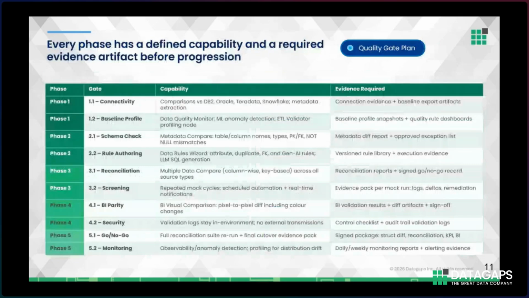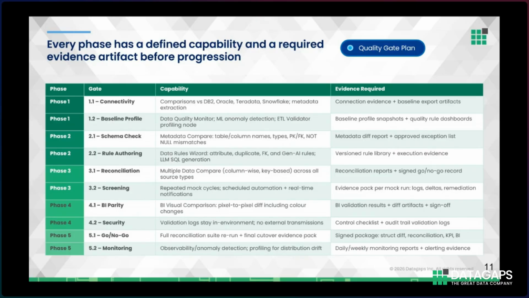And so, as I've said briefly, we have different capabilities, and for any automated testing tool, we need to have the capabilities to make it operational. Each row over here represents a quality gate, a formal checkpoint that must be satisfied with evidence before the project can progress to the next phase. And every gate has a specific Datagaps capability mapped to it, and evidence, a concrete artifact that constitutes the pass condition for that gate.